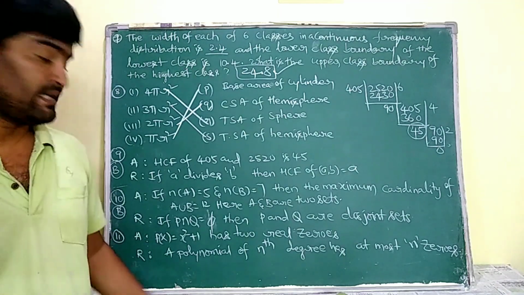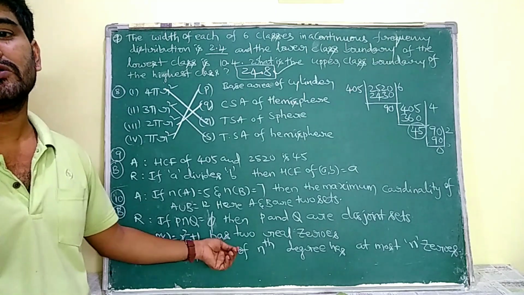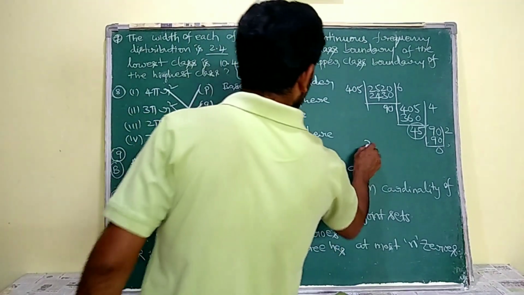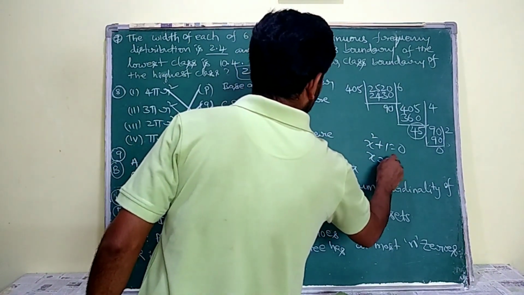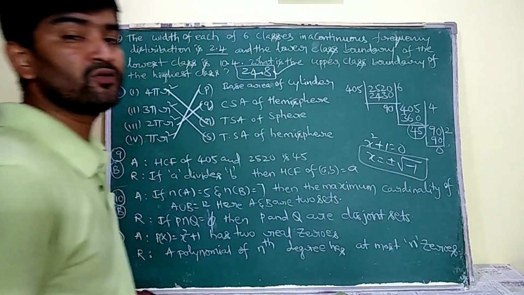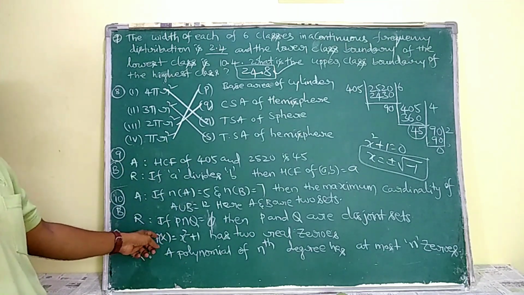Imaginary roots means, see, x square plus 1 is equal to 0. Then x is equal to plus or minus root minus 1. Here I am going to write x square plus 1 is equal to 0. Then x is equal to plus or minus root minus 1. That means these are imaginary roots, complex roots we may say. These are not real, but he is saying these are real.